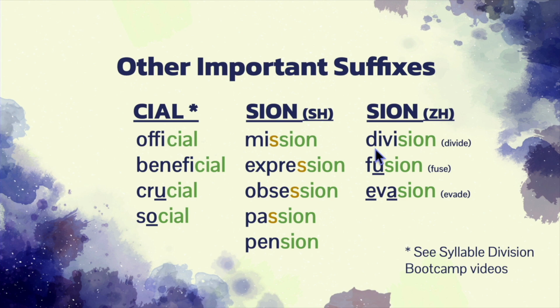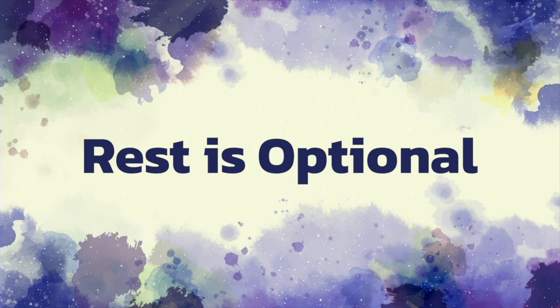So here we have division because the root is divide. Here we have fusion because the root is fuse and ends in a Z sound. Here we have the word evasion where the root is evade. If you can't remember this rule, that's okay, because most of the time you're going to use the shun sound and not the zhun sound. The rest of this lesson is optional.